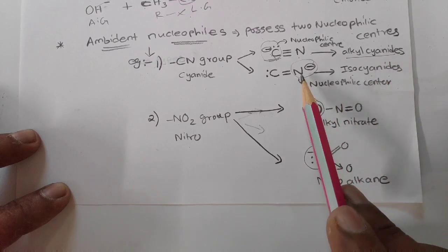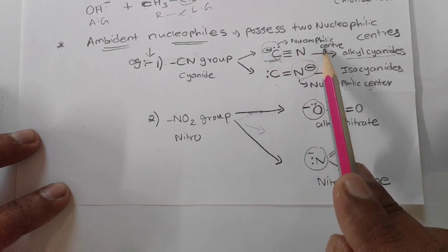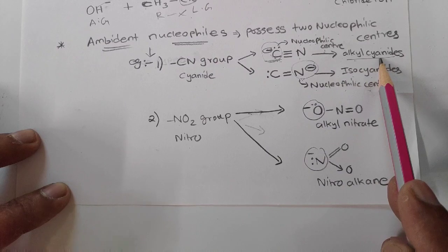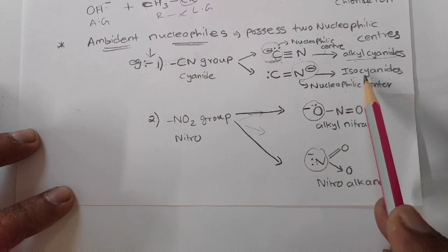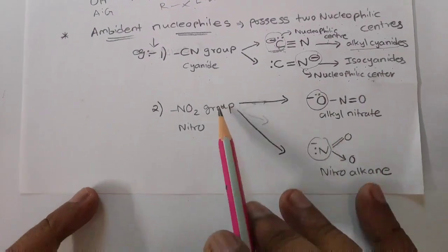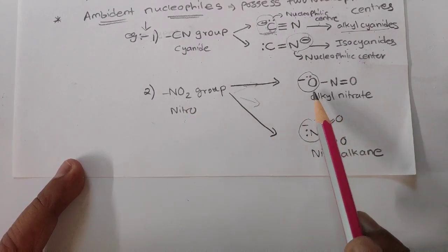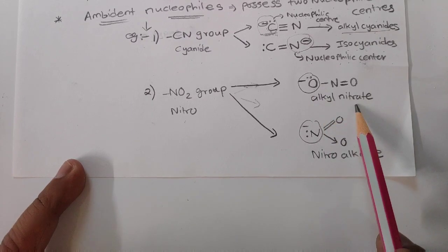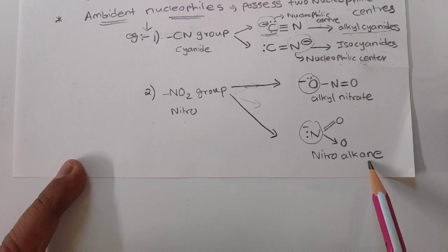Right? Here in this case this is the nucleophilic center, and in this case this carbon is the nucleophilic center, right? So if carbon is the nucleophilic center, alkyl cyanide is the product we get, and if nitrogen is the nucleophilic center, isocyanide we get, right? Now when we talk about the second example, that is the nitrite group here. So in the nitrite group, if it attacks through oxygen we call it alkyl nitrite, and if it attacks through nitrogen we call it nitroalkane, right?